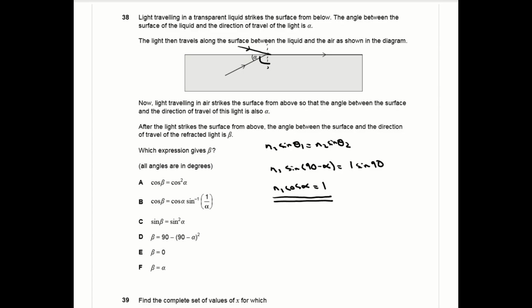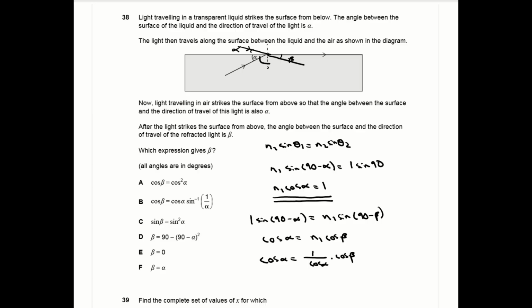For the second part of the question, you're using the same equation, but now the ray is coming from the air and going into the liquid. So you end up with 1 sine (90 minus alpha) is equal to n1 sine (90 minus beta). Again, remembering that you want the angle to the normal, not to the surface. That's why we're subtracting the angle from 90. You can then rearrange this equation, also using the value from the first part, n1 cos alpha equals 1, to give you the relationship that cos beta is equal to cos squared alpha.